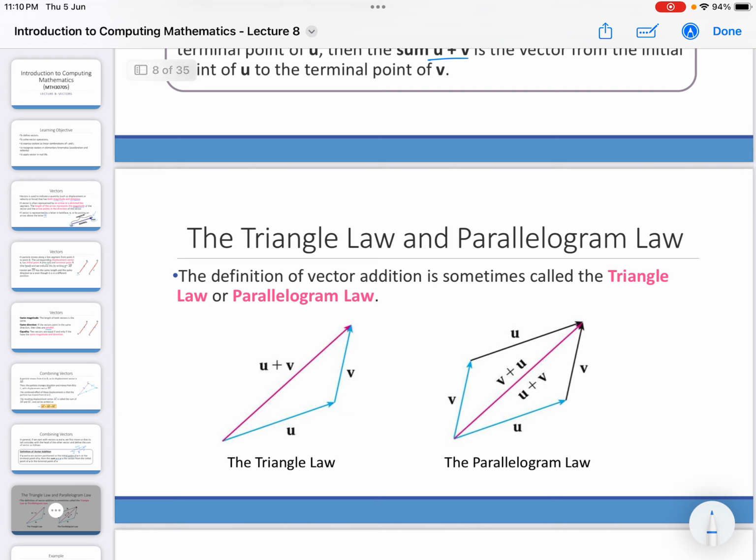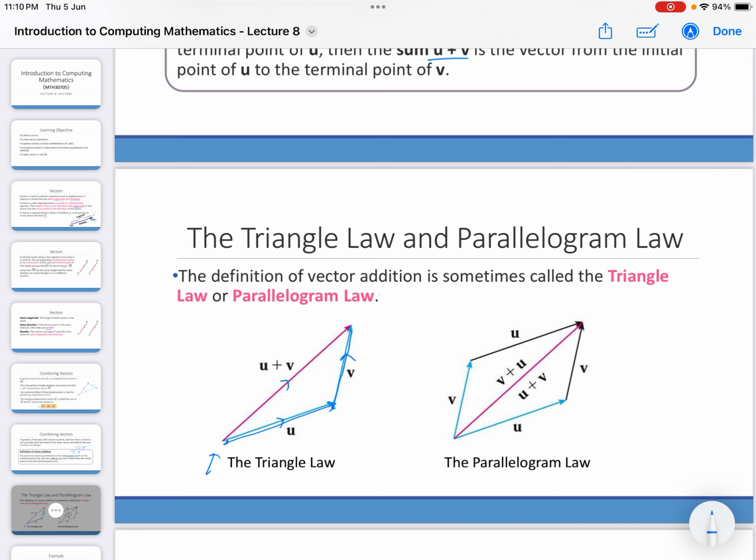So next we will look at the triangle law and parallelogram law. The definition of vector addition is sometimes called the triangle law or parallelogram law. So this is the triangle law. Let's say we have U in this direction from here to here, and then we also have V from here to here. We can add these two, we get vector U plus V, which is this direction. Then we get a triangle shape. That's why we call this the triangle law.